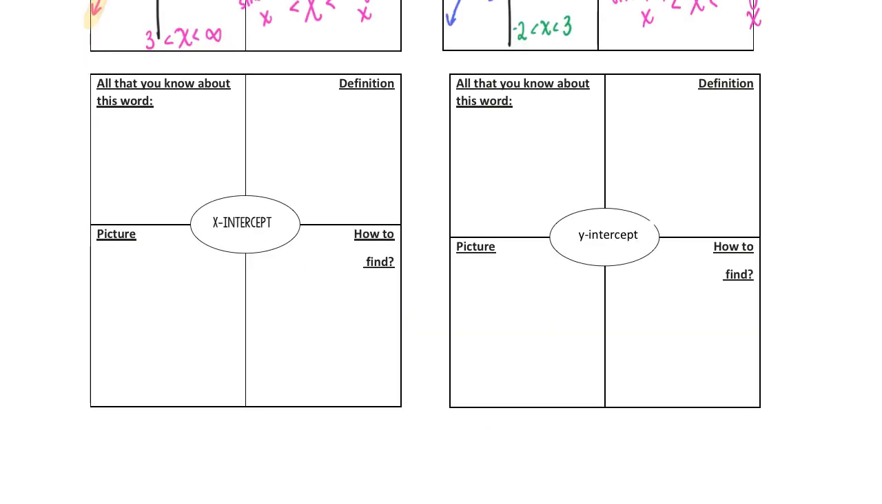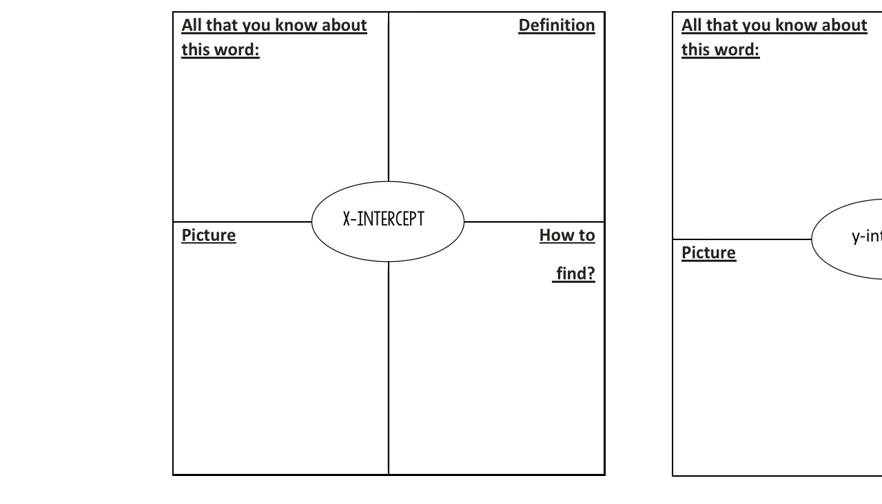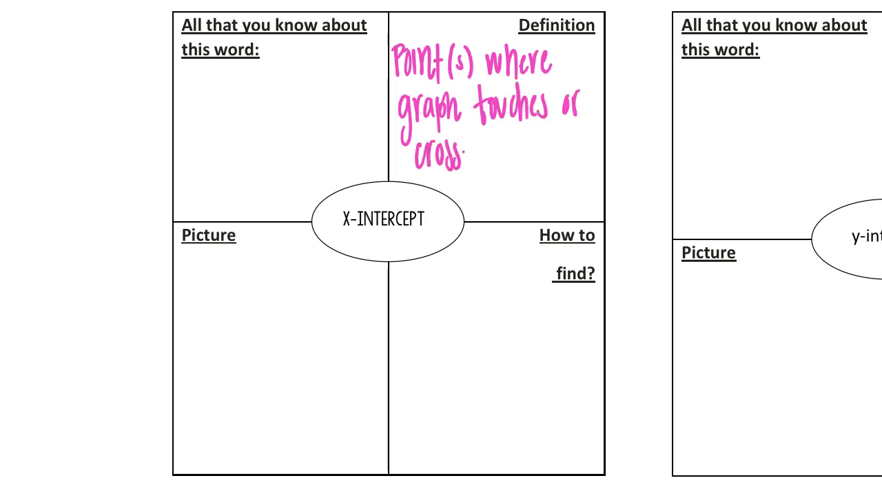The next vocabulary word that we're going to learn about today is X-Intercept. The definition of an X-Intercept is the point or points, so I'm going to put a little S in parentheses, where the graph touches or crosses the x-axis. Once you get that copied down, let's draw another picture.